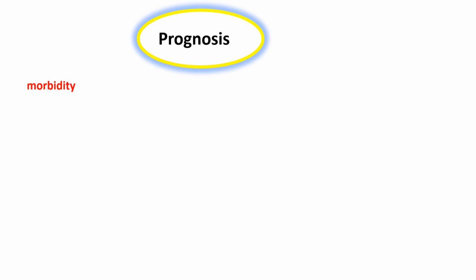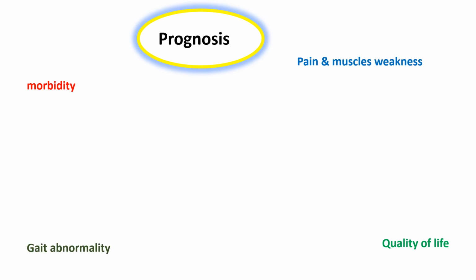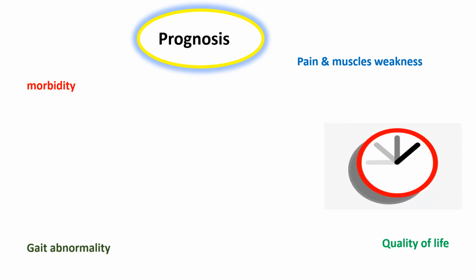Now I'll tell you about the prognosis. This condition has significant morbidity which affects the quality of life and leads to chronic pain and muscle weakness. Some patients show gait abnormality also, and some patients improve with time, and the majority have progression of the condition leading to disability.